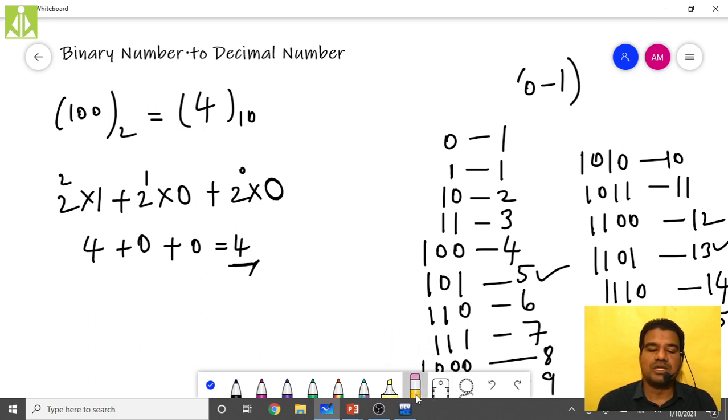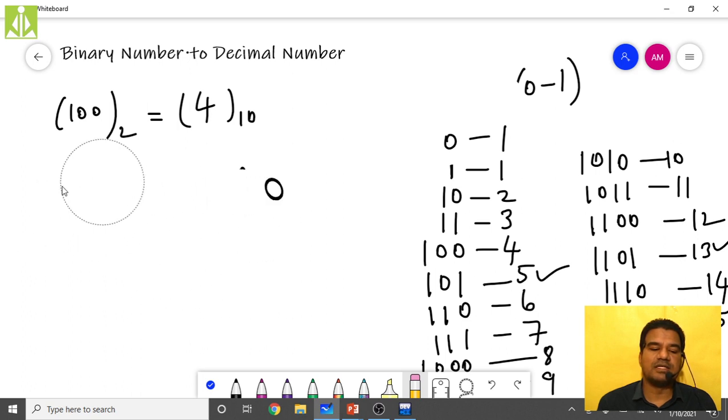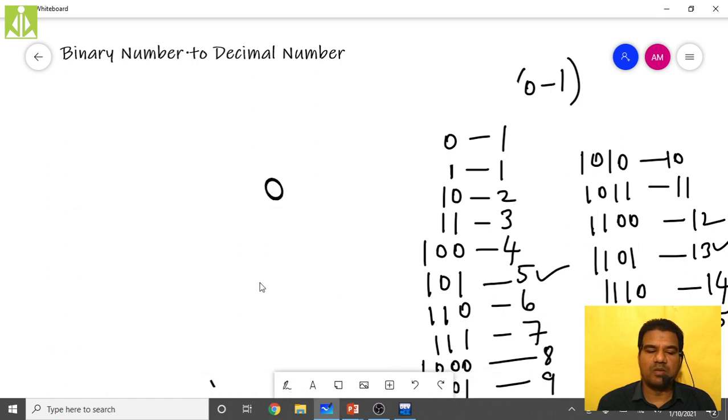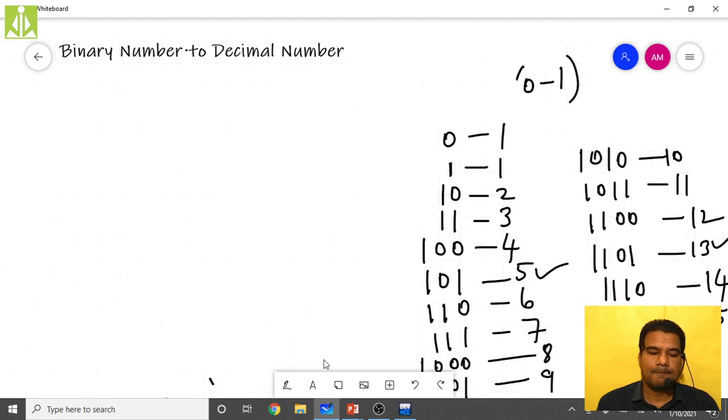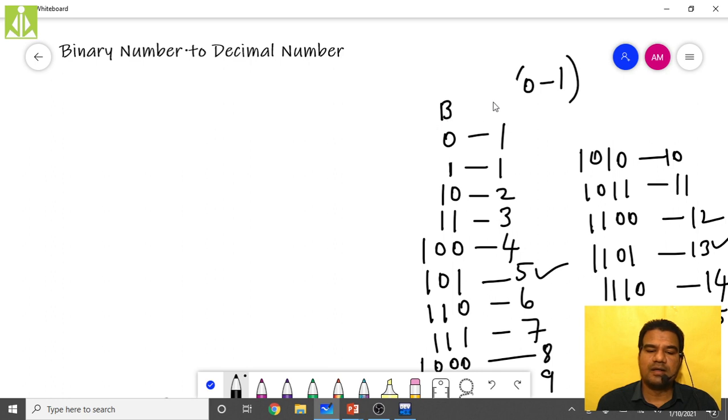Hope you understood. Now we take some other number, like 7 this time. The binary equivalent of 7 is what? Triple 1, isn't it? Triple 1 is the binary equivalent for 7. So this is your binary, and this one is decimal. Now we do this for 7, that is triple 1 in binary. What will it be in decimal?